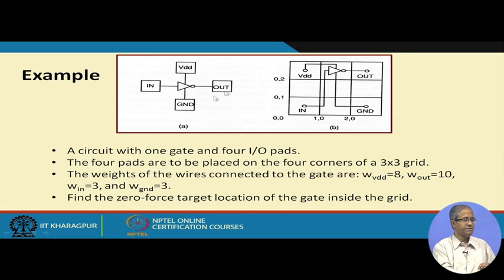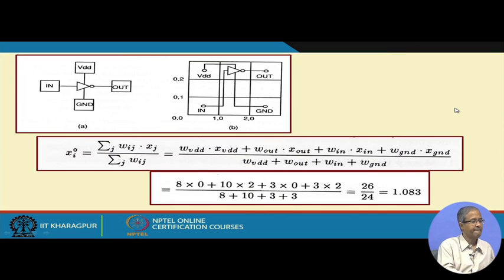So, our objective is to find out the 0 force target location of this gate. Let us see. This is our 3 by 3 grid. We are assuming that 0 0 indicates this cell, this is 1 0, 2 0, this is 0 1, 1 1, 2 1, 0 2, 1 2 and 2 2, that is the convention. So, we are just following the equation which we derived some time back.